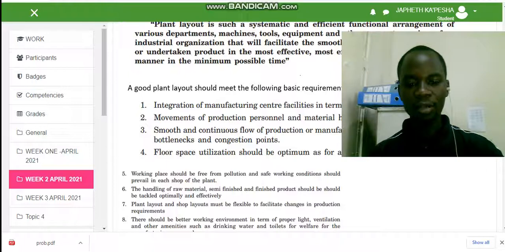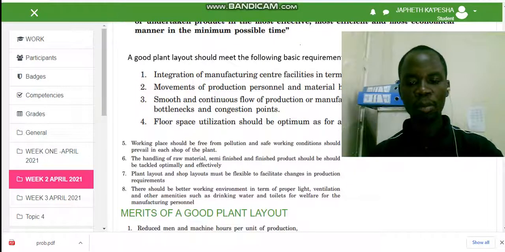Plant layout and shop layout must be flexible to facilitate changes in production requirement. There should be a better working environment in terms of proper lighting, ventilation, and other amenities such as drinking water and toilets for the welfare of the manufacturing personnel.